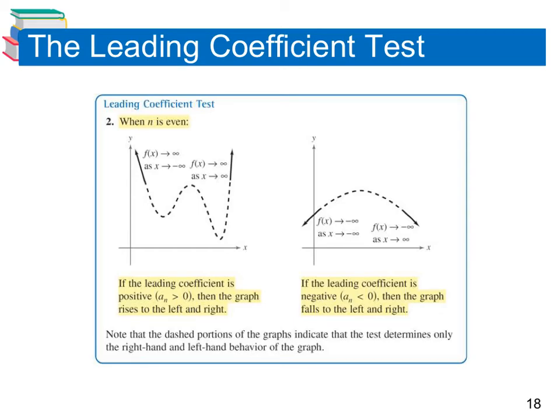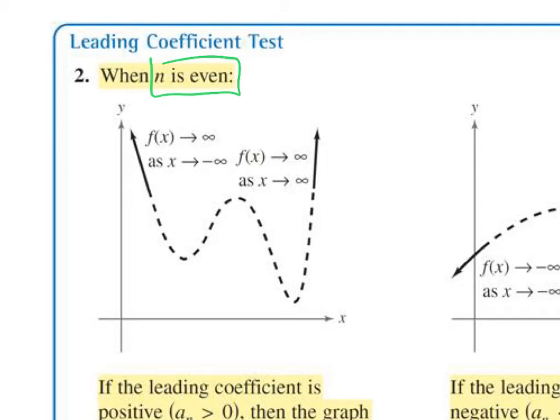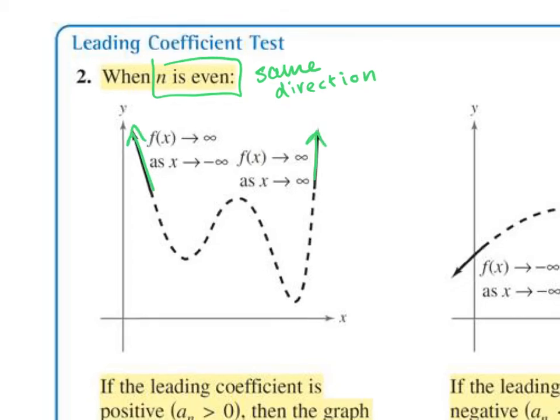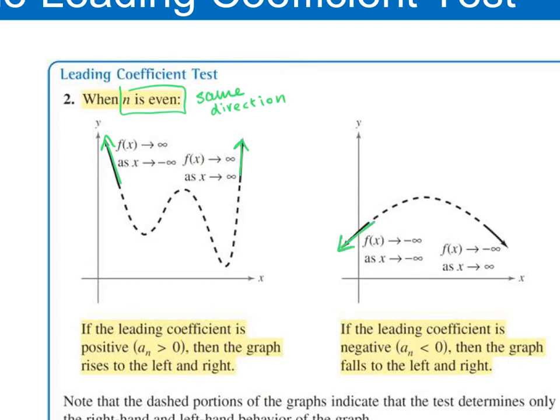When n is even, we know that our end behaviors are going to go in the same direction. So if our leading coefficient is positive, they are going to end going up. If it's negative, they end going down. So we would just say rises to the left and right or falls to the left and right.